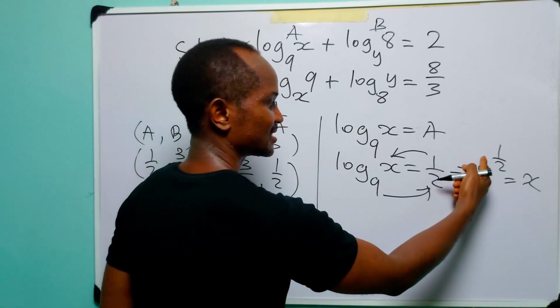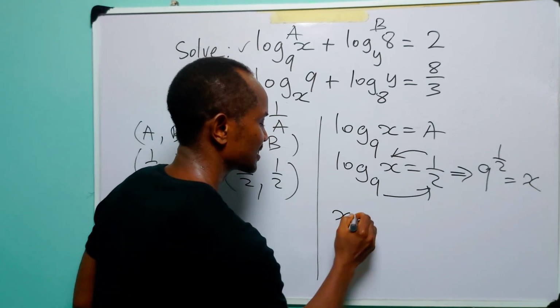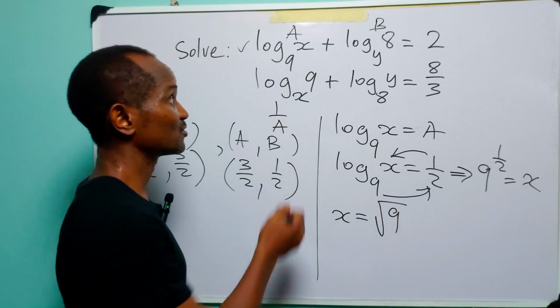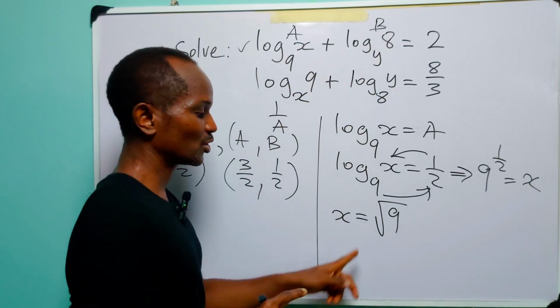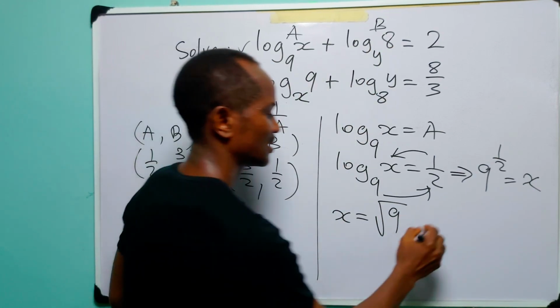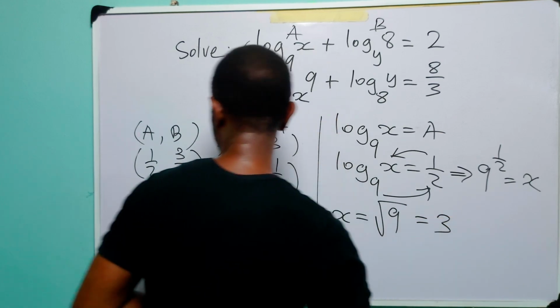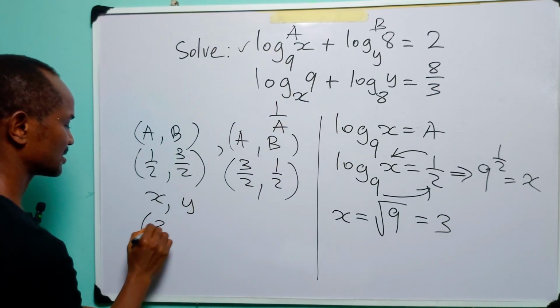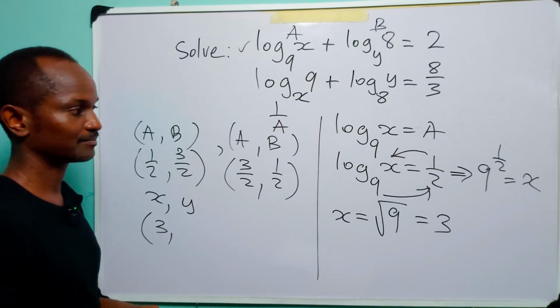And of course, writing this in radical form, we have that x is equal to square root of 9. And since we are dealing with logarithms, we only take the positive square root. So this is equal to 3. So here we have that x is equal to 3.